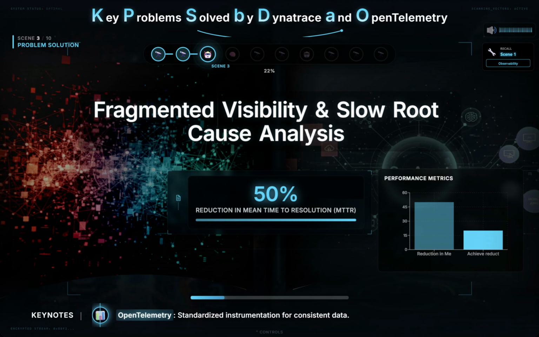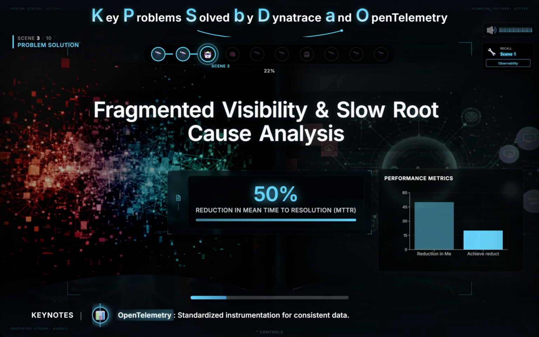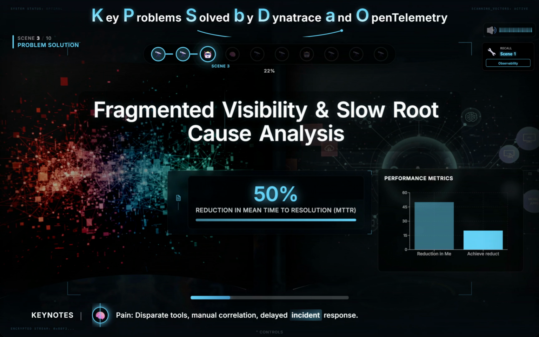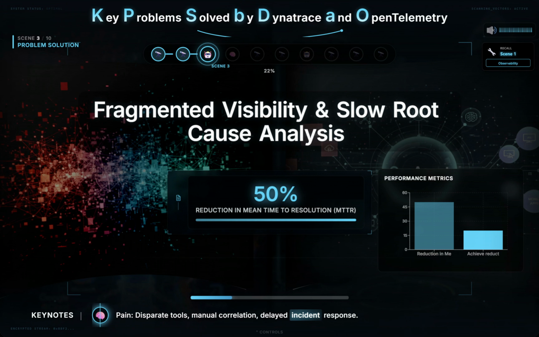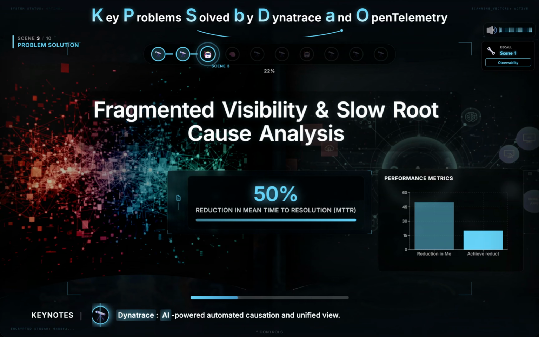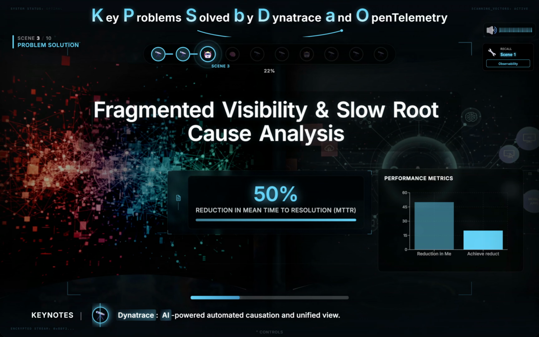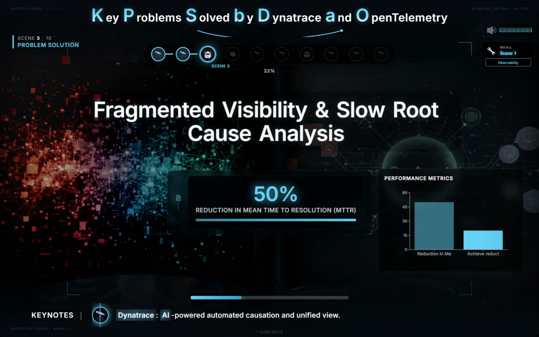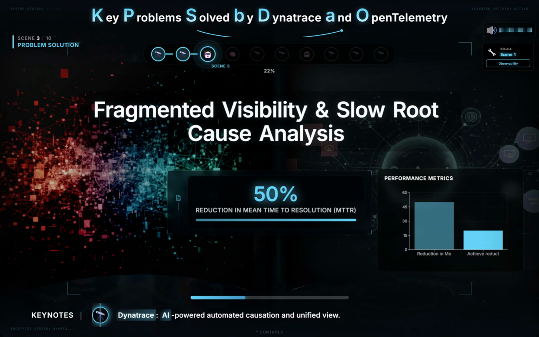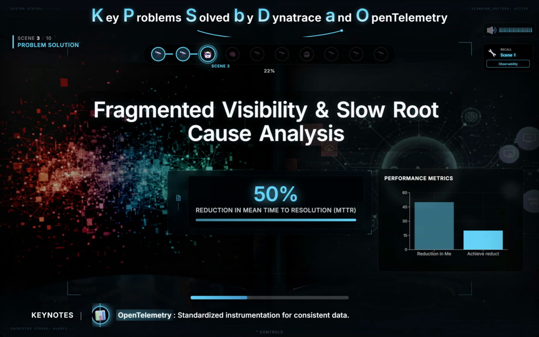Dynatrace, with its AI-powered causation engine, automates this correlation, giving you a unified view out of the box. OpenTelemetry, on the other hand, solves this by offering a standardized, vendor-neutral way to instrument your entire stack, laying down a consistent, foundational blueprint for understanding and mastering your system's health, no matter where the data ends up. Both dramatically slash your mean time to resolution, sometimes by as much as 50%.